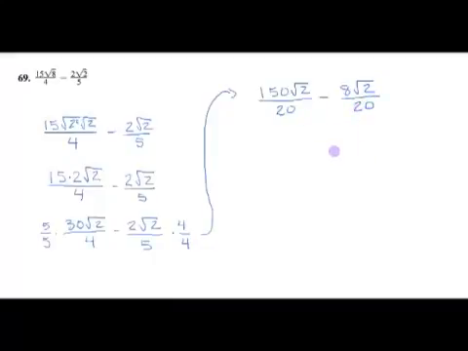Now I have a common denominator. I have like radicals on the top, so I can go ahead and subtract. I get 142 square roots of 2 over 20. Now I see that this and this, they're both even, so I can go ahead and take a factor of 2 out of them. So 2 goes into 20 10 times, 2 goes into 142 71 times. So that gives me 71 square roots of 2 over 10 as my final answer.